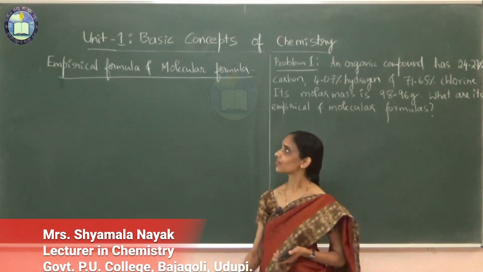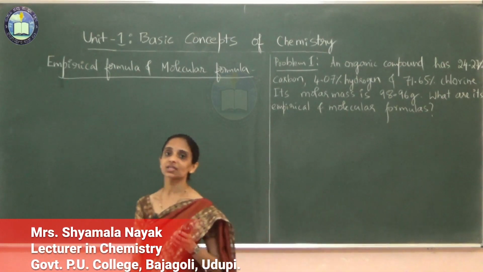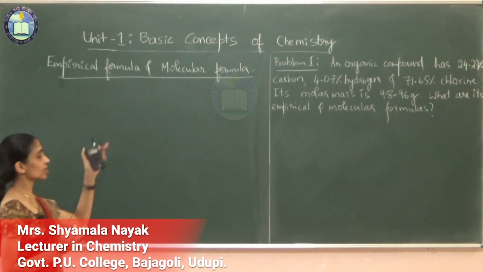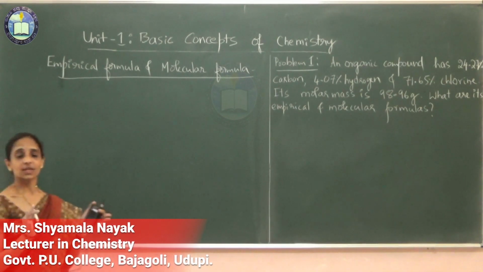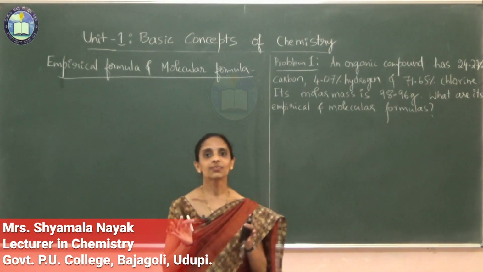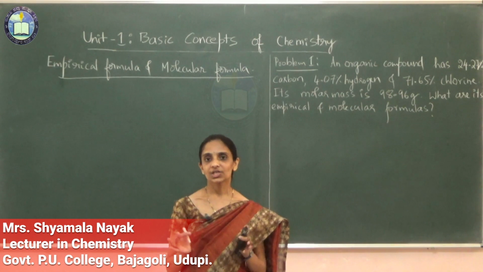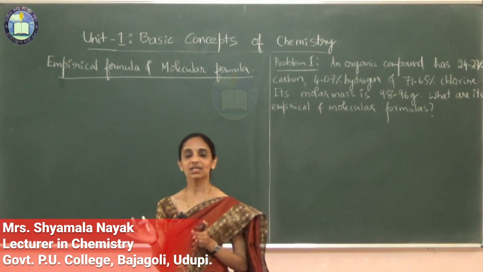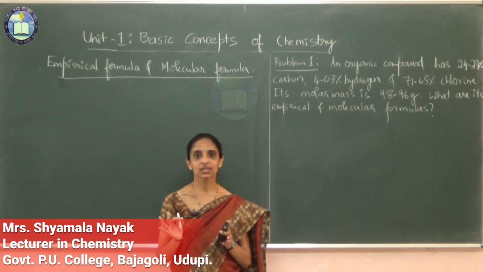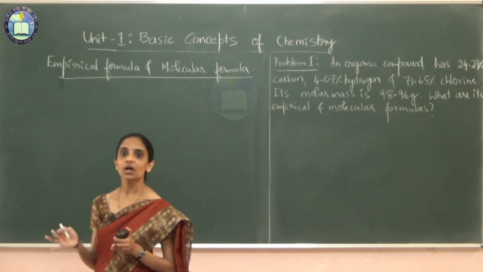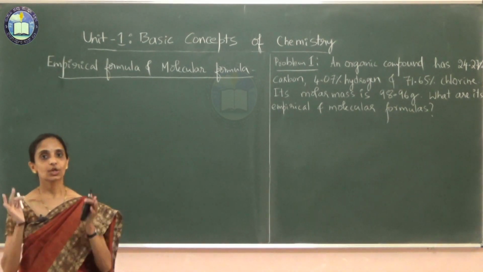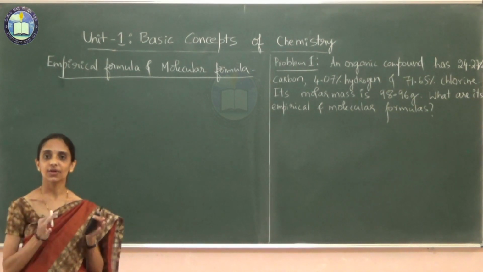Hello students, today is part 7 of unit number 1. In the previous part you studied limiting reagent in chemical reactions and you worked out some problems. You also saw percentage composition of elements in different compounds.